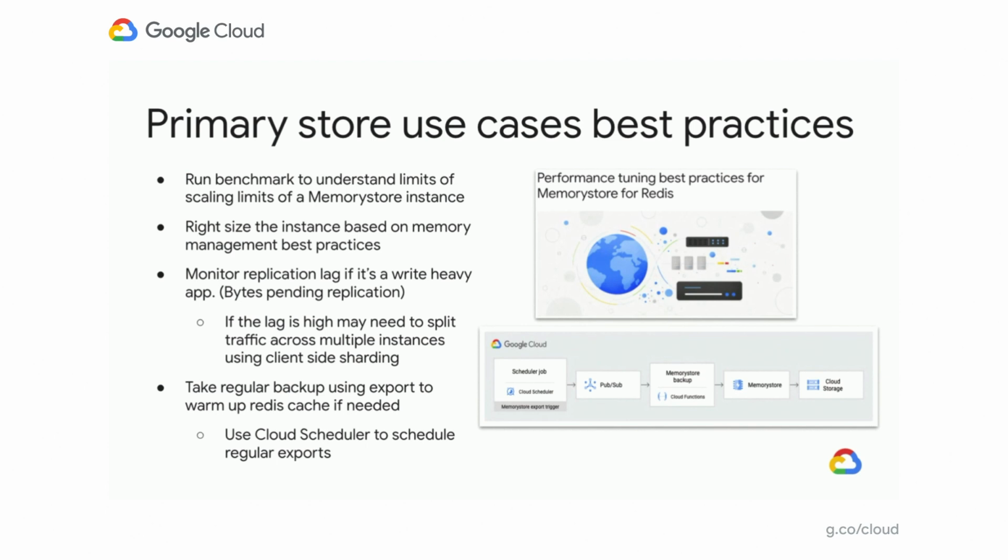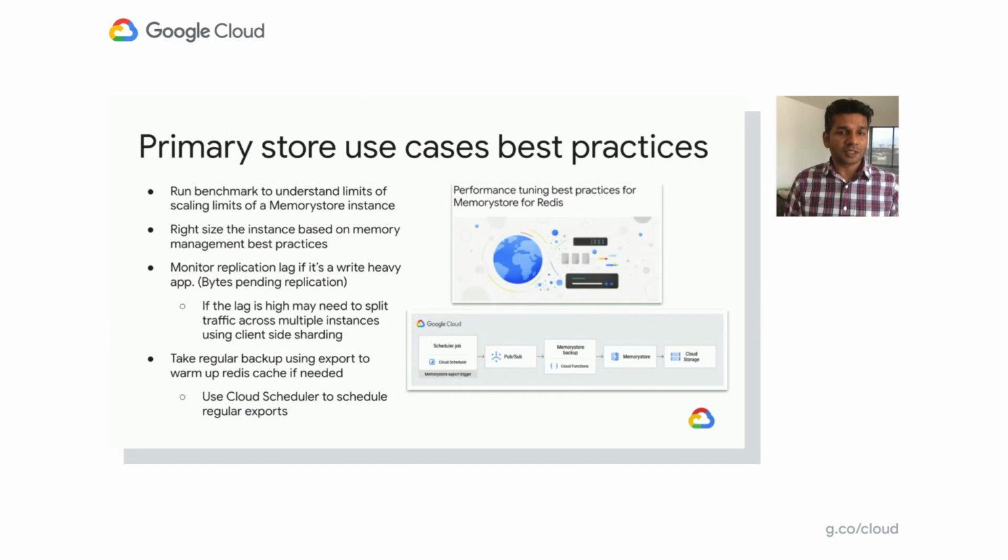And lastly, if you're using it as a primary store, you absolutely should take a backup of your instance. We have published a paper on how to schedule backups using Cloud Scheduler. So that is published on our solutions website. And we have also published a solution paper around best practices around performance for Memorystore Redis in general.